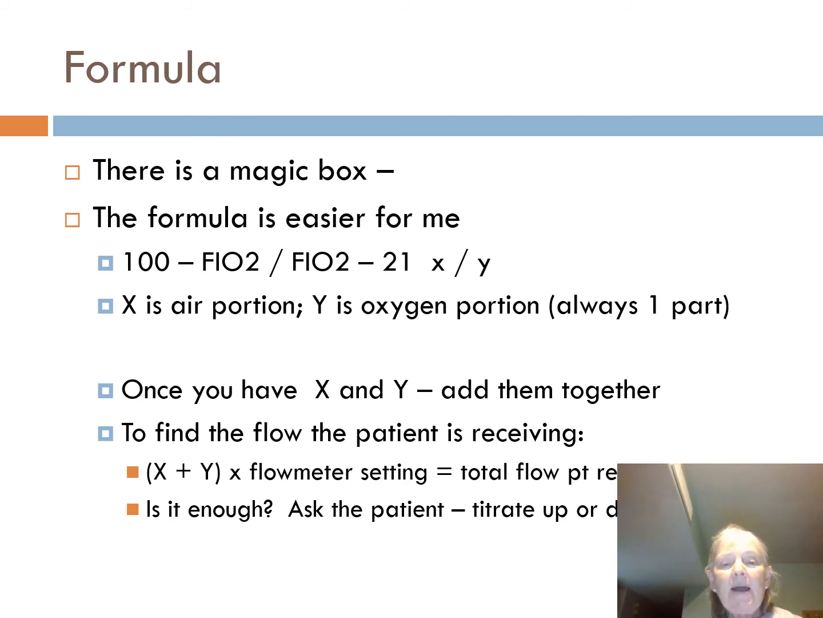So once I have my X and my Y, what I'm going to do is add them together. When you look in the book, they're going to do X first and then they add Y to it. Much, much easier to remember just to add the two together. And then to find out the flow that the patient's receiving, take your X plus Y, find out what your flow meter setting is, multiply the X plus Y times the flow meter setting. That gives you the total flow the patient is receiving, okay?